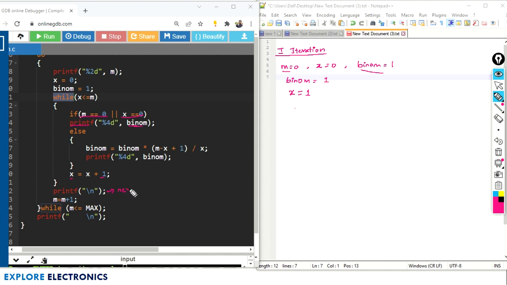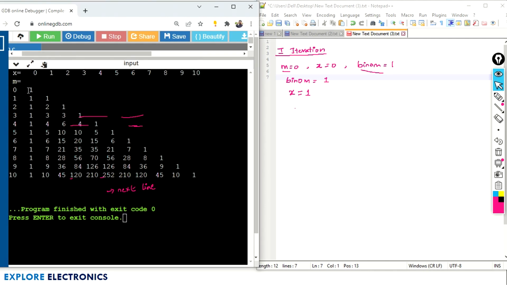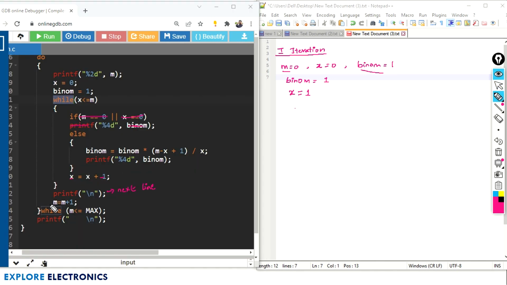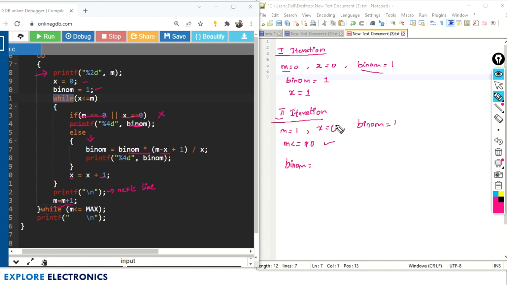This is nothing but the next line. And that is why, if you observe here, after 1 we go to the next line; we are not having any other values here. Now it will go to the next line and increment m by 1. So in the second iteration, m is equal to 1 and x starts from 0. When we enter here, we again make x 0.